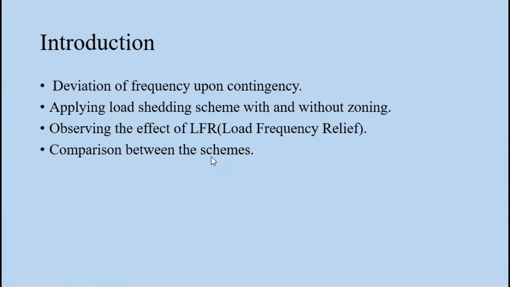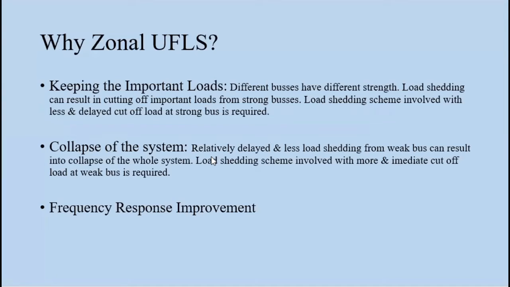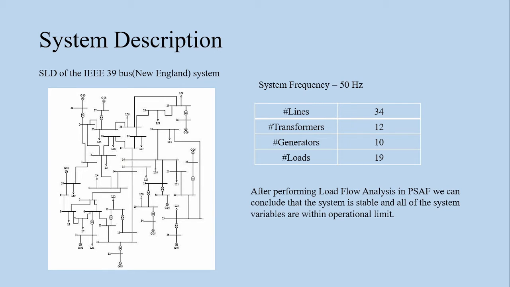Along with this, we will also observe the effect of load frequency relief, which represents the change in load that occurs when power system frequency changes, on both schemes. In the zone-wise UFLS scheme, the load buses are ranked according to their strength and different amounts of load are cut off from different zones. This will help us keep the important loads and also maintain the bus voltages constant with improved frequency response. Here we can see the single line diagram of the 39 bus system.